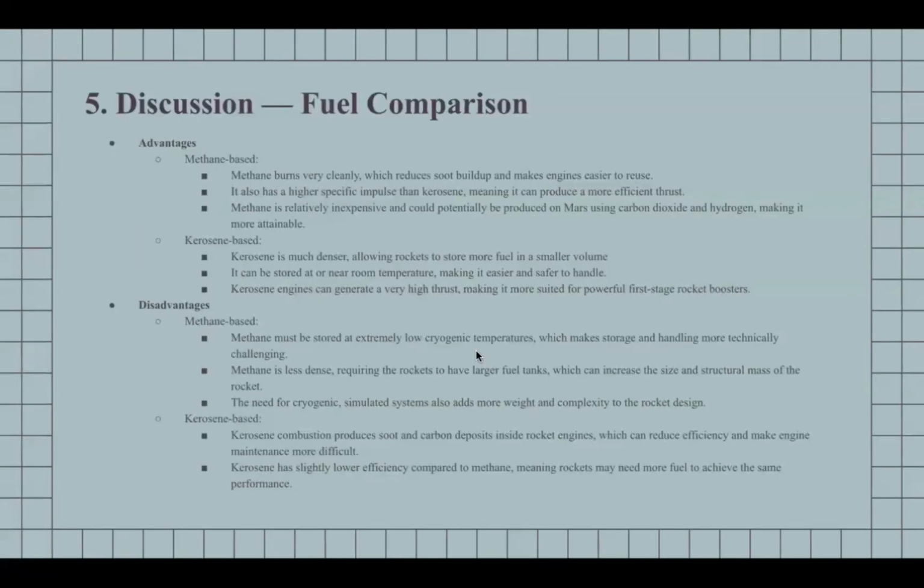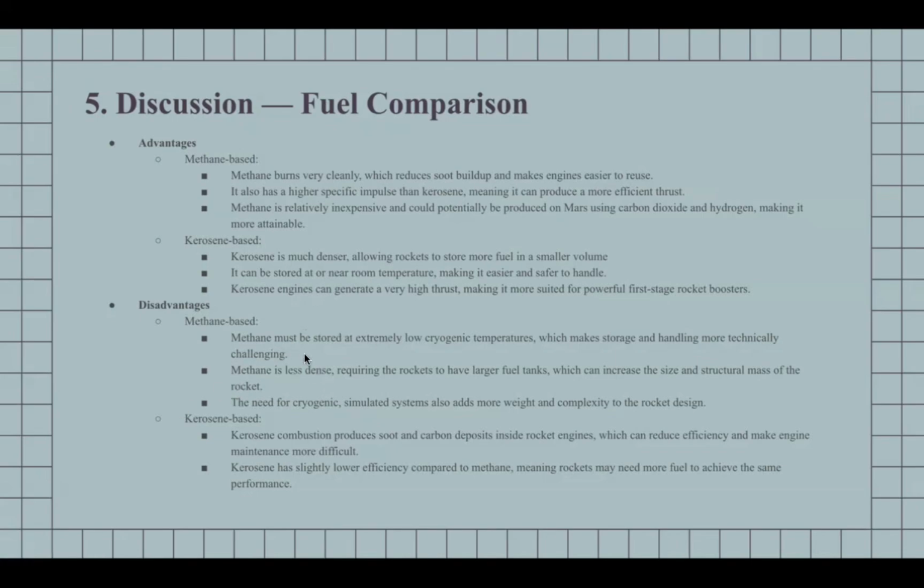And here we're discussing fuel comparison. So advantages of methane-based fuels are that methane burns very cleanly, which reduces soot buildup, and it makes the engines easier to reuse. It also has a higher specific impulse than kerosene, meaning that it can produce a more efficient thrust. It's also relatively inexpensive and could potentially be produced on Mars using carbon dioxide and hydrogen, which makes it more attainable. With advantages of kerosene, kerosene is much denser and it allows rockets to store more fuel. It can be stored at or near room temperature, which is easier to handle. And also, kerosene engines can generate a high thrust, which makes it more suited for powerful rocket boosters.